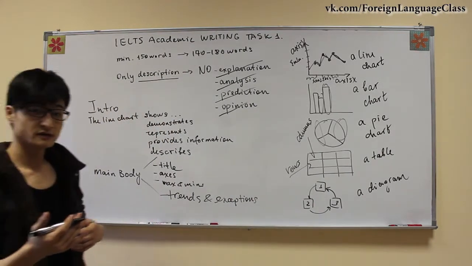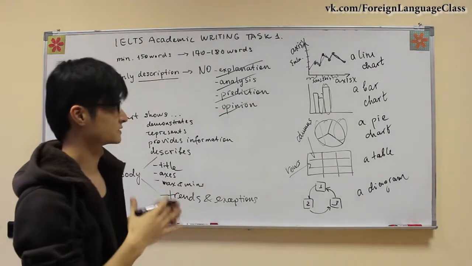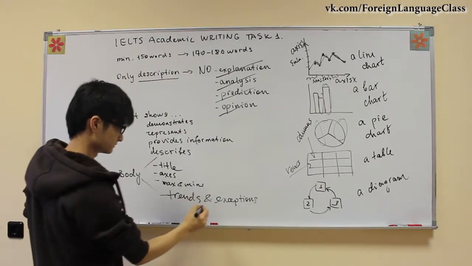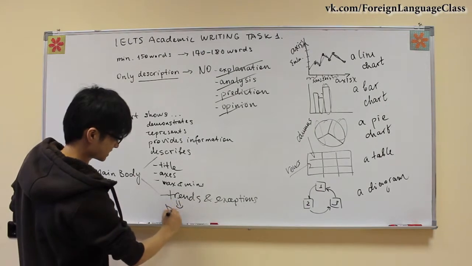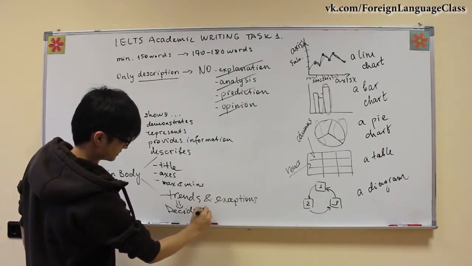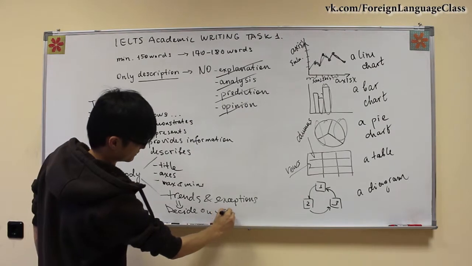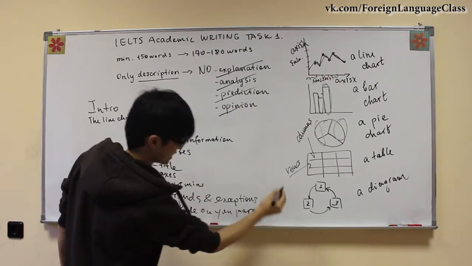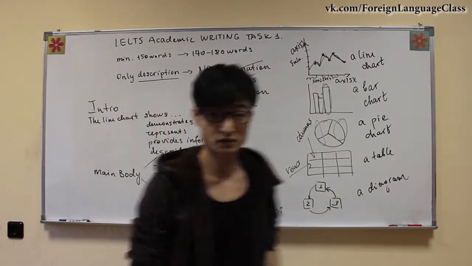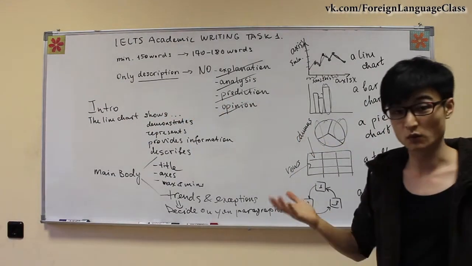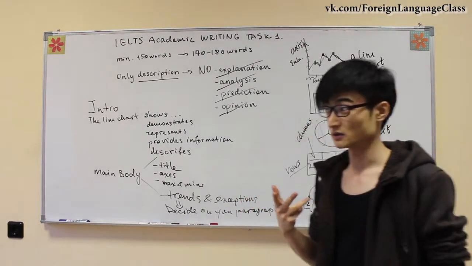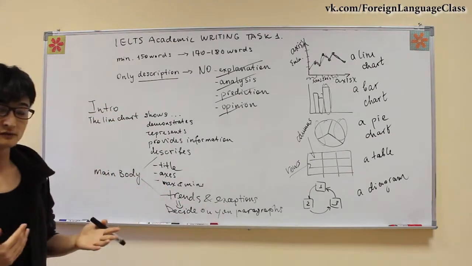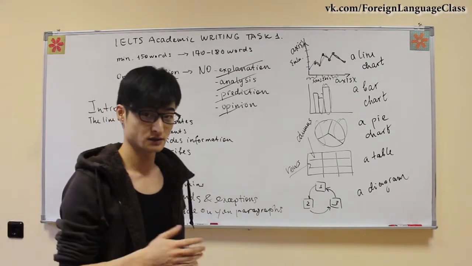So after getting this kind of information, after examining your task, you should decide on your paragraphs. How many paragraphs are you going to have in the main body? Maybe just one, maybe two, three is the maximum actually. And what kind of information, how are you going to organize your writing?